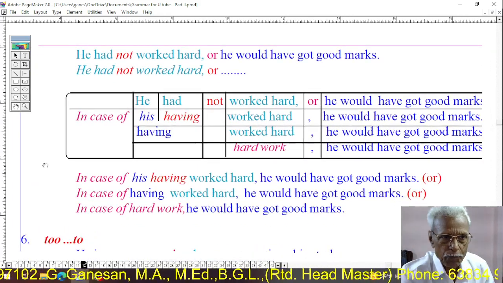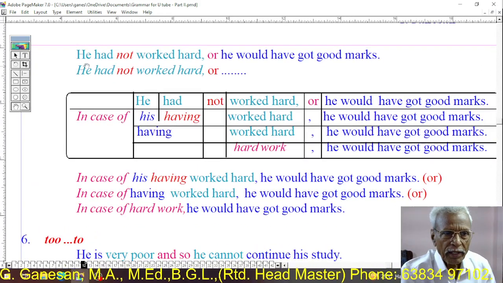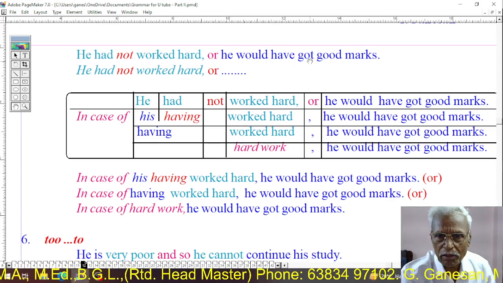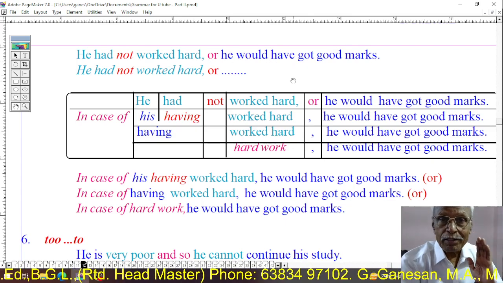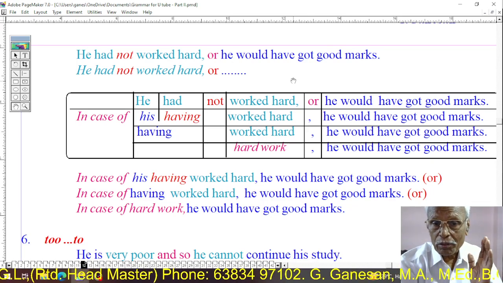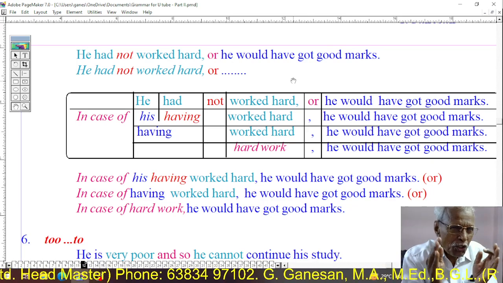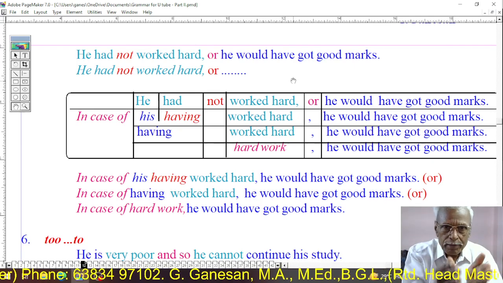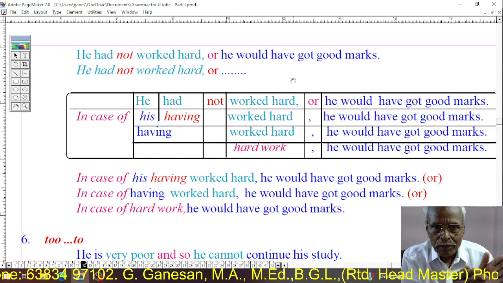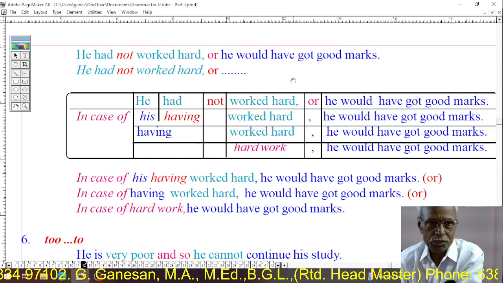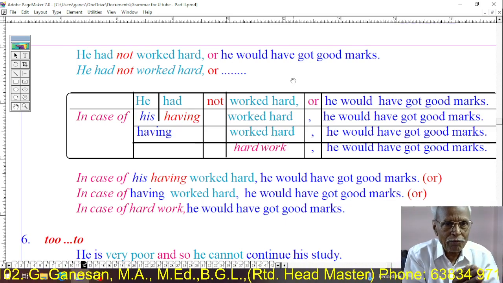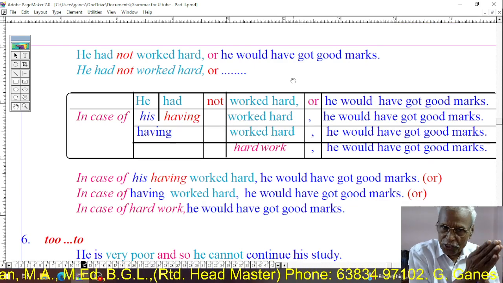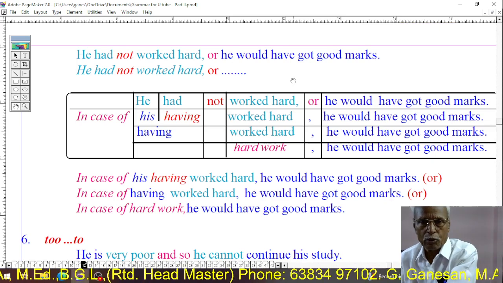Then the 5th one. He had not worked hard or he would have got good marks. What does it mean? It means he did not work hard. He did not get good marks. That is, he did not work hard, and he did not get good marks.